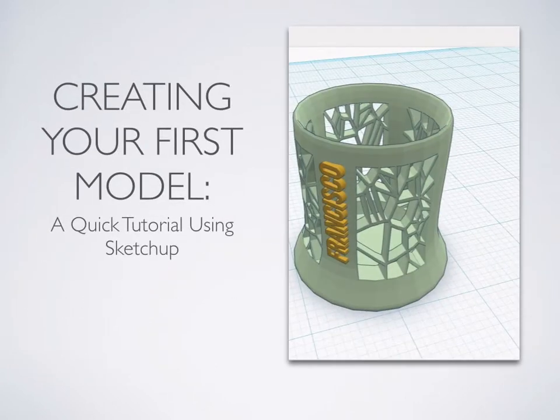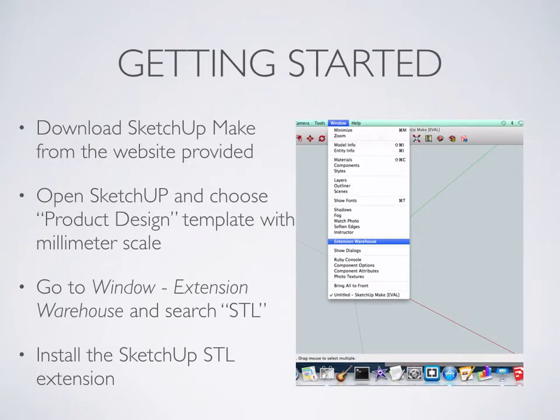But as I said, today we're going to talk about just how to create a simple model using the SketchUp software. So obviously the first step is to download SketchUp Make, which is their free version from the website that we provided a few slides back. You're going to open SketchUp after it's installed. And the first time you open it, it shows you some templates.